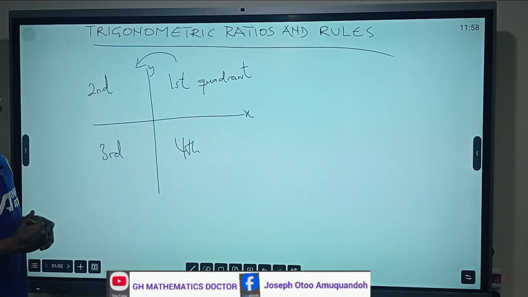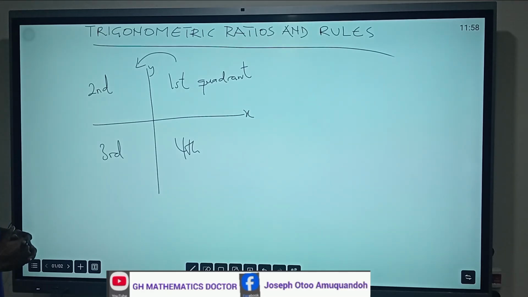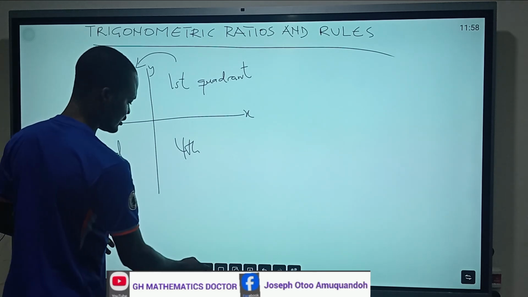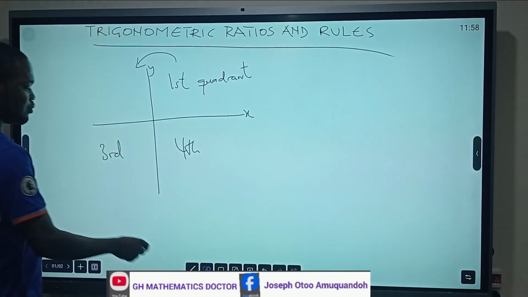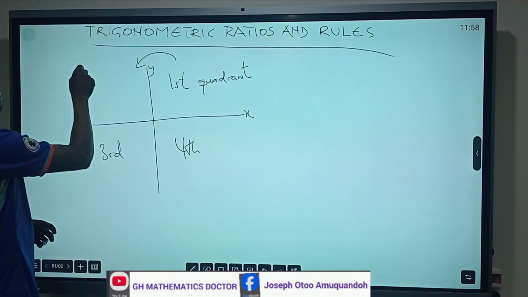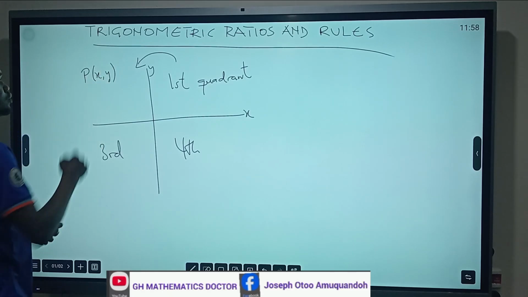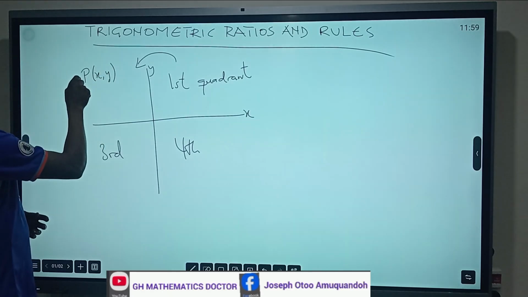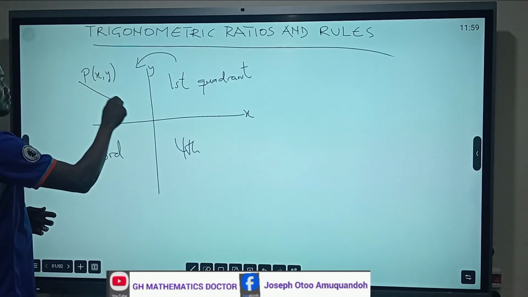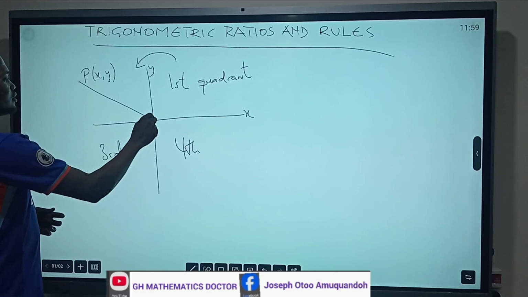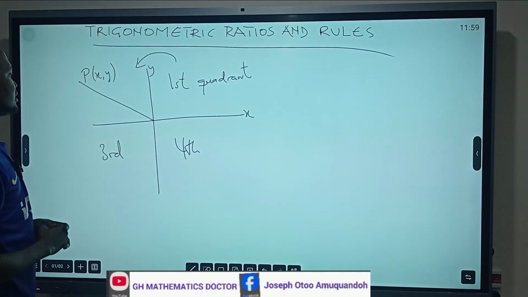We are using this quadrant to determine the basic 6 trigonometric ratios. Over here, let's locate a point in the second quadrant. The point is P, and it has the coordinates x, y. So if you have this point located as point P, we are going to draw a straight line to the origin of this xy axis.